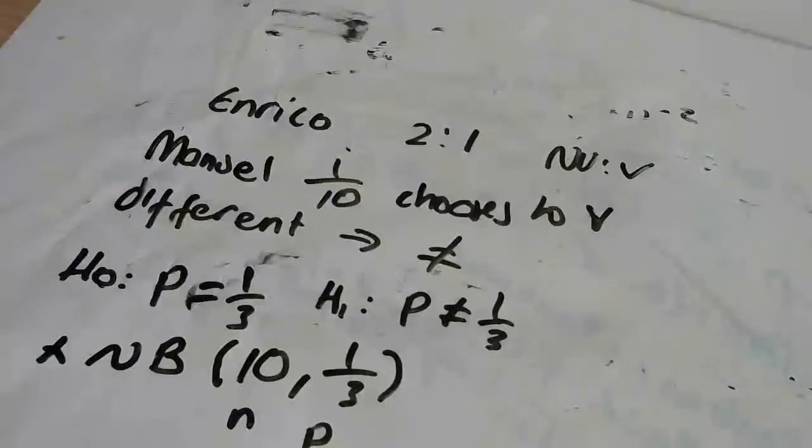We have Enrico. Over a long history, it's shown that people prefer vegetarian food 1/3 of the time, non-vegetarian food 2/3 of the time. Manuel does a little experiment. He asks 10 people what they want.